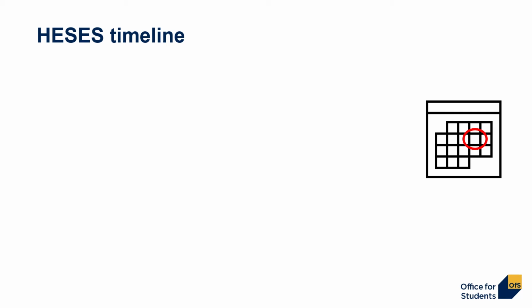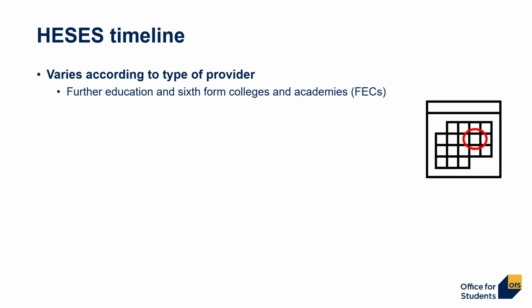When considering the HESES timeline, note that some of the key dates vary according to the type of higher education provider involved. That is, between further education and sixth form colleges and academies, which we will refer to throughout this series of videos as FECs, and all other providers. FECs have an earlier schedule. There are historic reasons for this, but it also reflects the fact that they submit their individualised data to the DFE on a different timetable to the one used for other providers who submit to the designated data body, which is currently HESA, part of JISC.